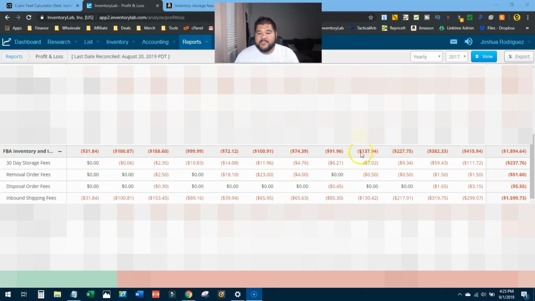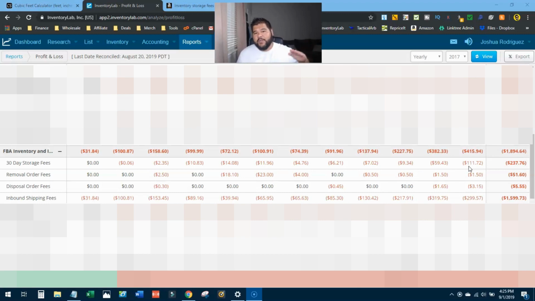Around here is when I quit and went full time into Amazon. You can see where the inventory starts to increase. The fees start to increase. We're up to $9.34 in October, but look at November and December. That number is significantly higher. November, we're coming in at $59.43 in fees, and then December, $111.72 in fees. And then January, I'll go ahead and tell you too, was about $130 to $160 in monthly storage fees.